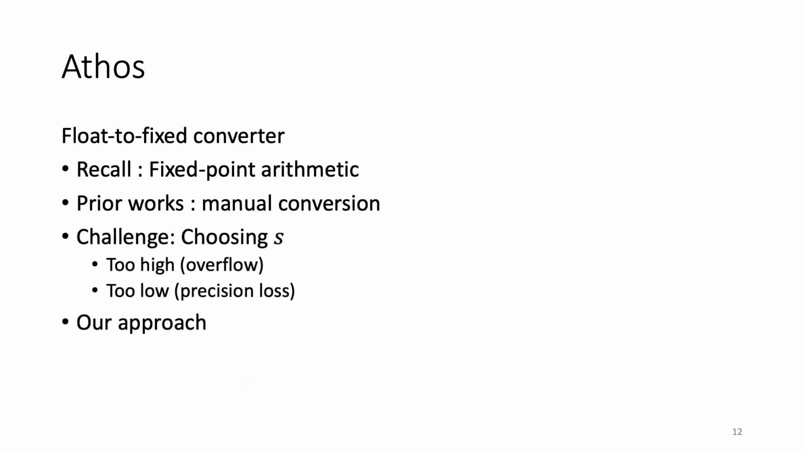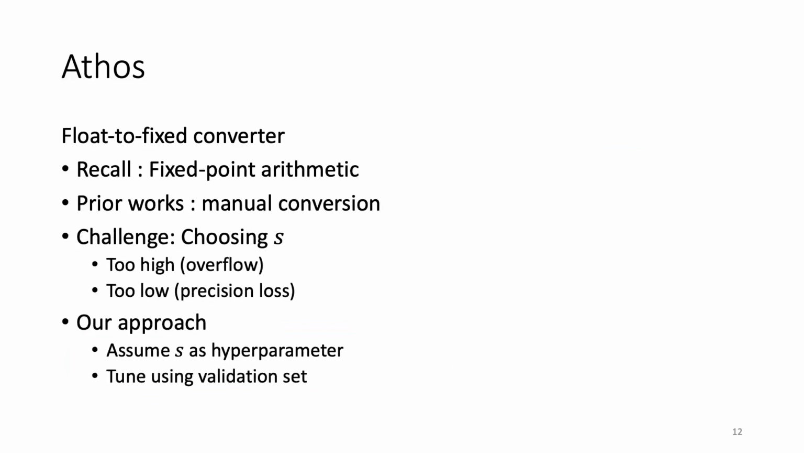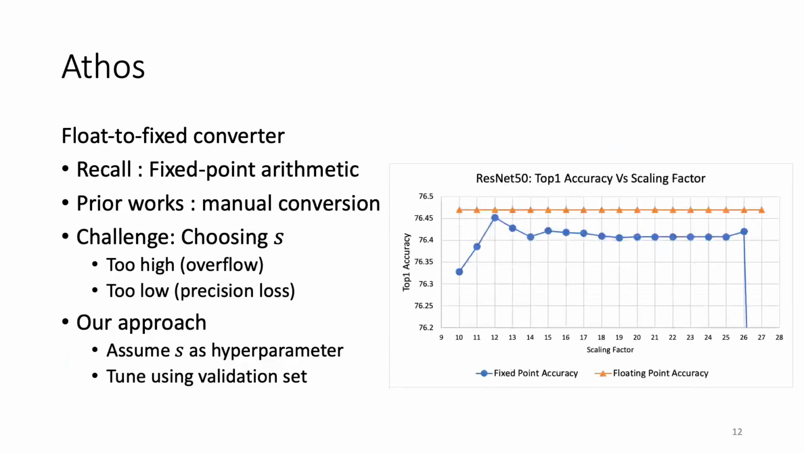Our approach to solve this is to consider the scale factor as a hyperparameter and use the validation set to tune and find the right value of it. For example, here I have a graph that shows how the accuracy varies as Ethos performs a sweep across multiple scale factors. For our benchmark network of ResNet 50, the constant line at the top that you see is the floating point accuracy of 76.47. As Ethos performs a sweep across the scale factors, it finds that at scale factor equal to 12, the accuracy peaks and is equal to 76.45. It then performs a conversion taking s equal to 12.